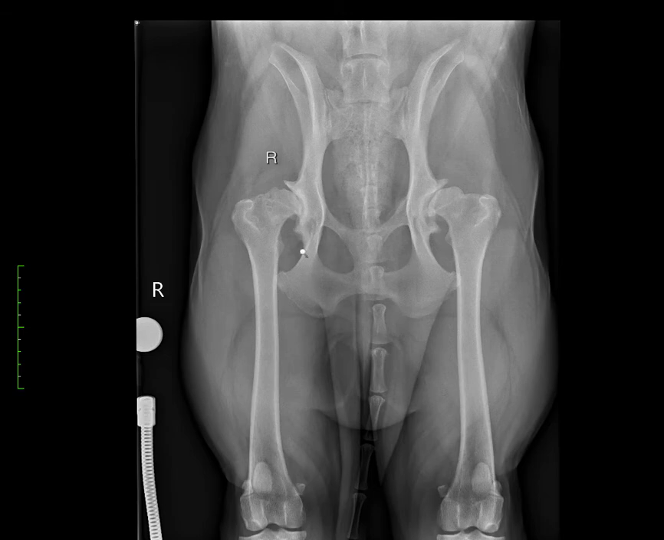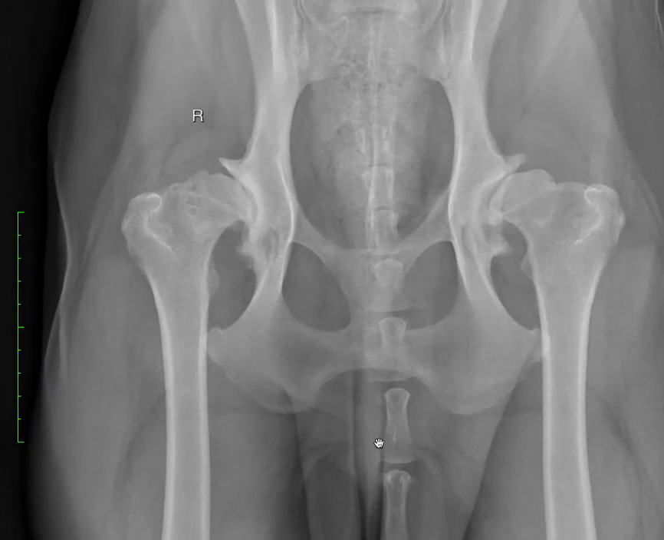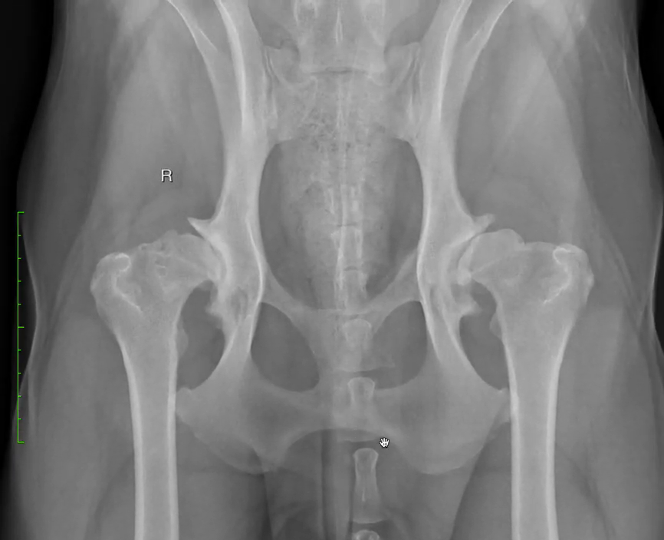Well, it's pretty good, isn't it? The femurs are essentially parallel. The patella are relatively centered, although not perfectly so. We can see symmetry of the ilium, the ischium, and of the obturator foramen. So this radiograph is of very good quality to assess the hip status.